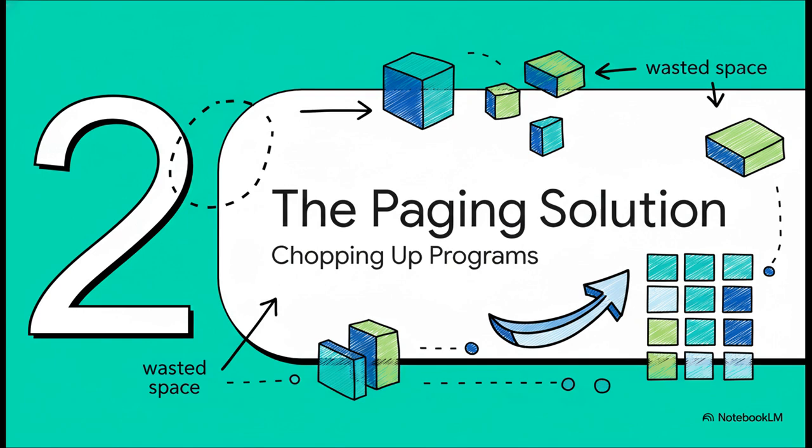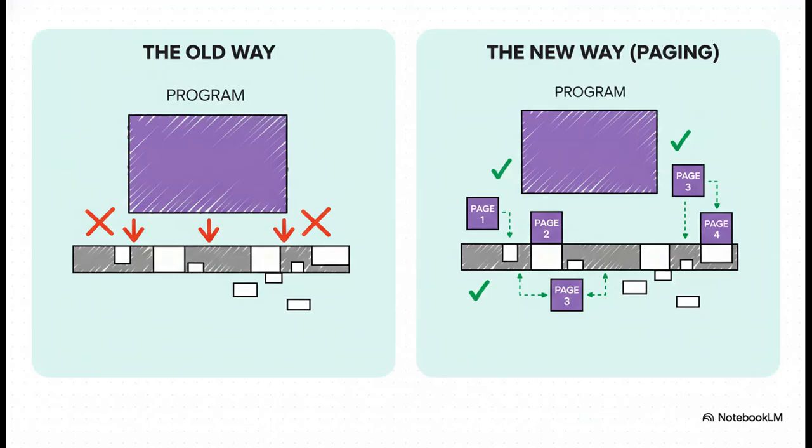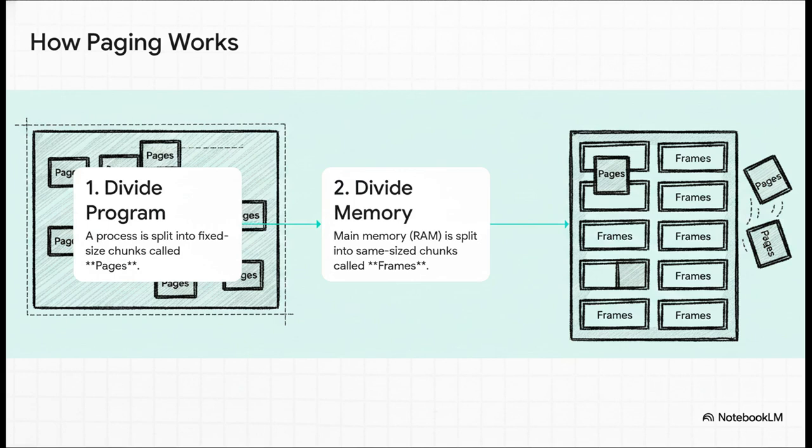Well, this is where some very clever people came up with a beautiful, elegant solution, and it's called paging. Let's look at the difference here. The old way, on the left, meant a program was this one big, solid thing. It had to find one big, solid empty space. Super inefficient. But the new way, paging, is totally different. The genius idea was, what if we just stop trying to keep the program together? What if we chop it up and just stuff the pieces into whatever empty slots we can find? And that's pretty much exactly how it works.